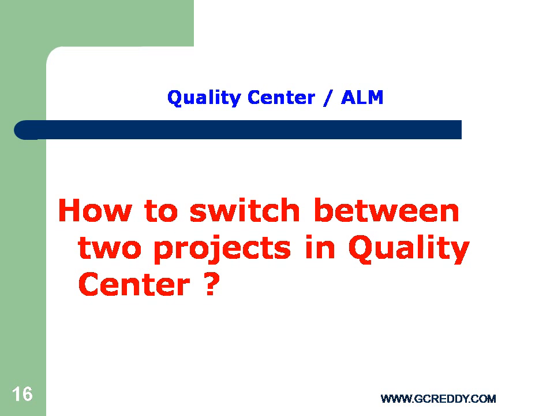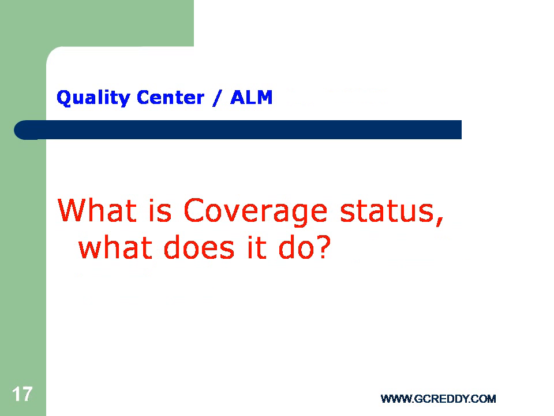What is coverage status? What does it do? Coverage status is the percentage of testing covered at a given time. For example, if you have 100 test cases in a project and you have executed 35 test cases, then the coverage status of the project is 35%. Coverage status helps to keep track of the project deadline.